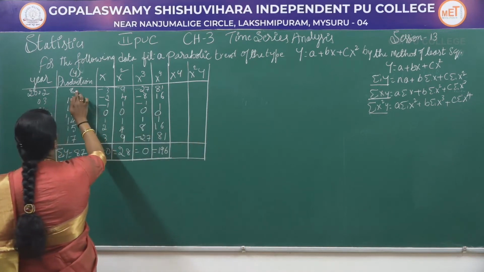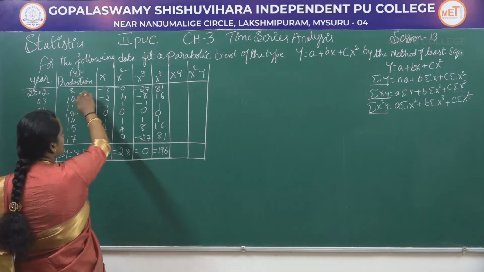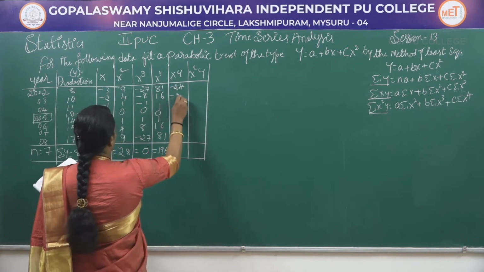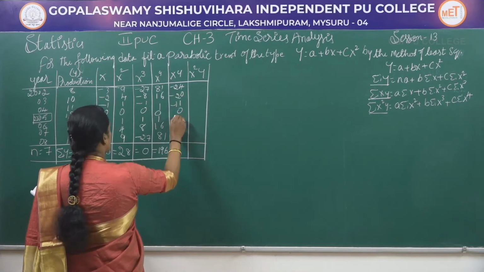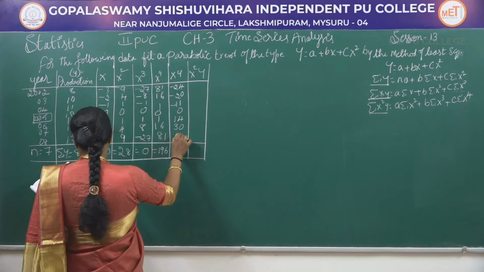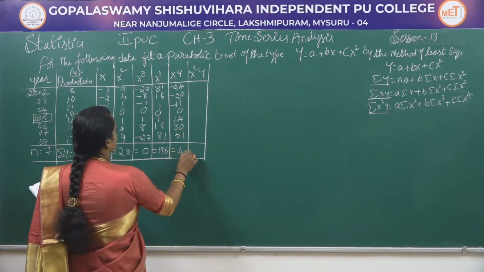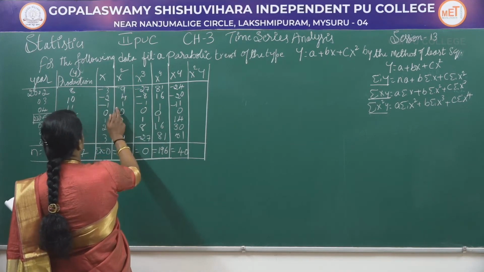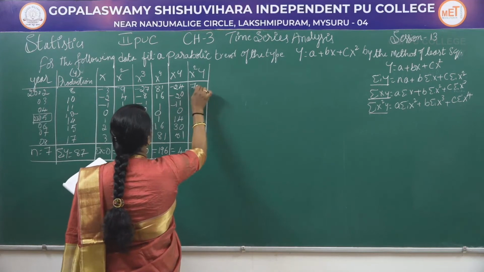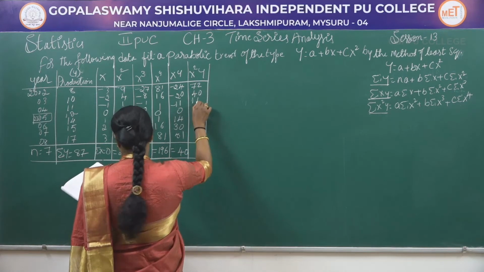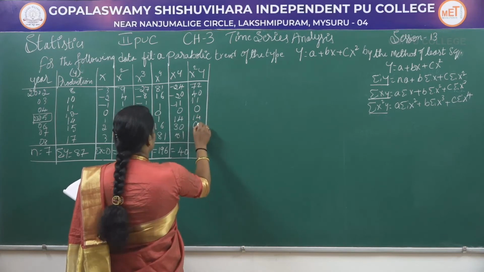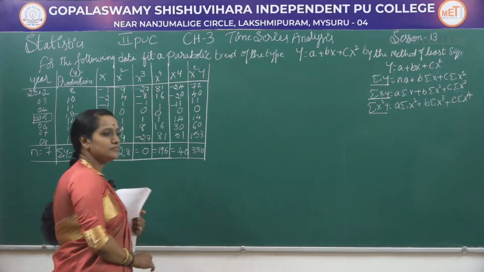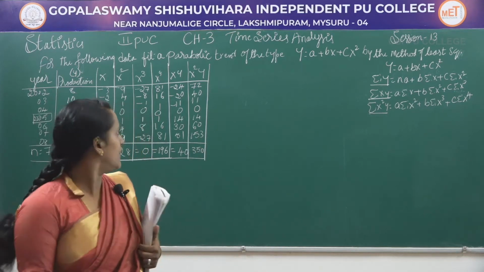X into y: this is the x column and this is the y column. You know how to calculate. It is minus 24. Take the product of that. Minus 20, minus 11, 0, 14, 30, 51, and this total is 40. X square y: this is the x square column and the y column, multiply these two columns so that you will get this one. 72, 40, 11, 0, 14, 60, 153, and the total is 350. So now we have completed the table.